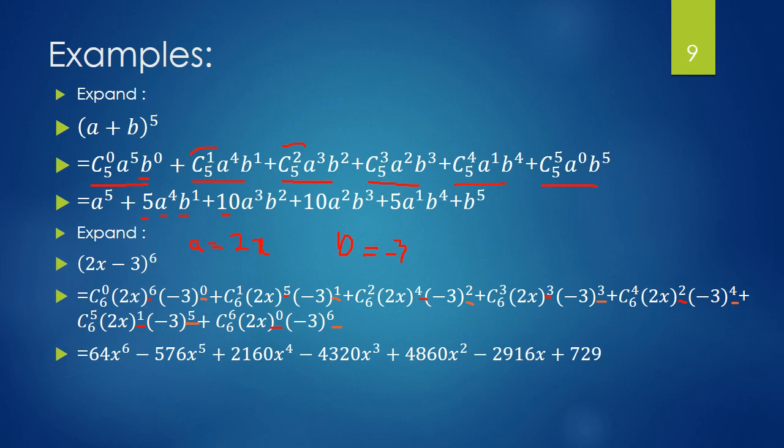And using a calculator, we calculate these combinations. So we get 64x^6 minus 576x^5. For example, here we calculate C(6,1), it is equal to 6, and we multiply it by 2^5, which is 32, and we multiply it by minus 3, we get minus 576, and so on.